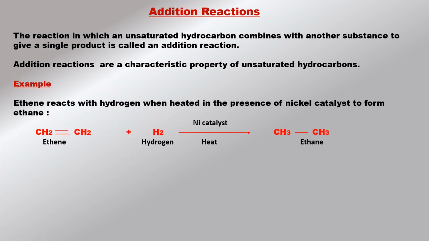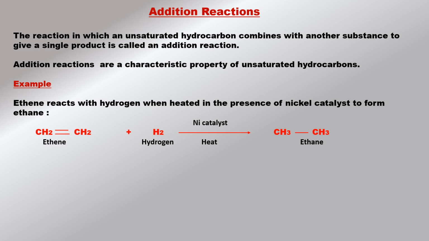Addition reactions. The reaction in which an unsaturated hydrocarbon combines with another substance to give a single product is called an addition reaction. Addition reactions, like the addition of hydrogen, chlorine or bromine, are a characteristic property of unsaturated hydrocarbons. Addition reactions are given by all unsaturated hydrocarbons containing a double bond or a triple bond. That is, addition reactions are given by all the alkenes and alkynes.